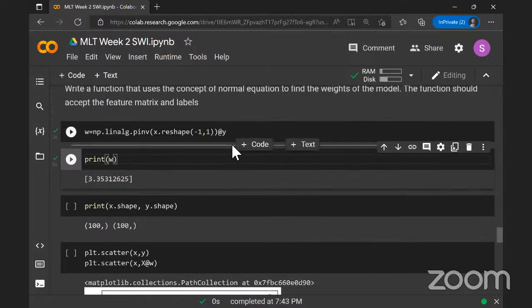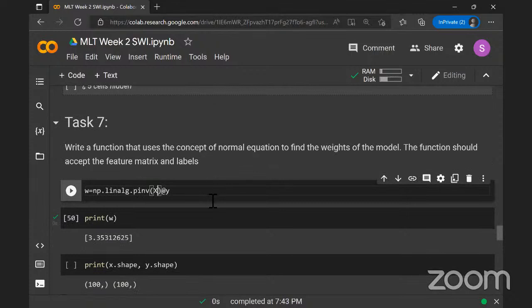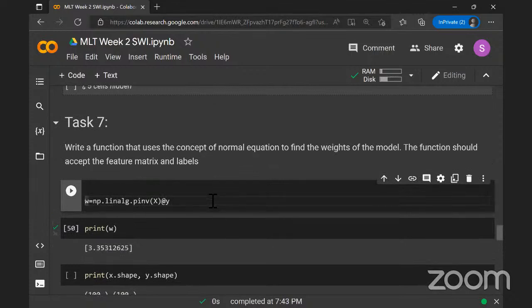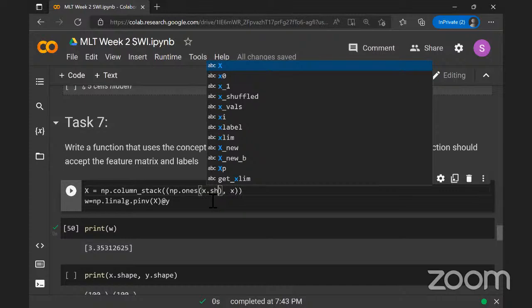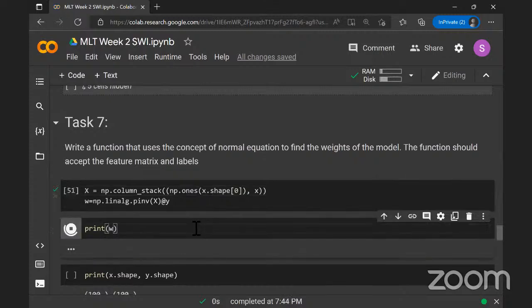Wait, I think we made a mistake. Yes, we did not add the dummy feature. So I should write it. X is equal to numpy dot column stack, with ones and X. I think now it works. There it is.